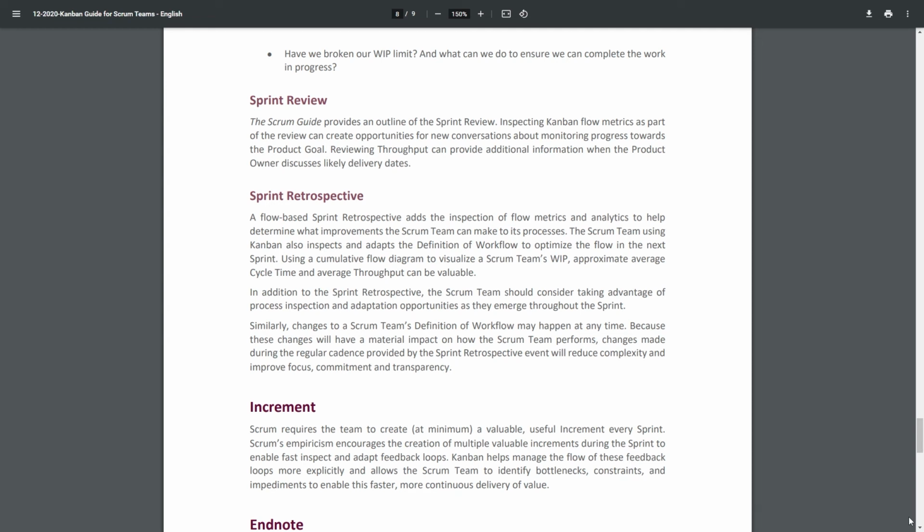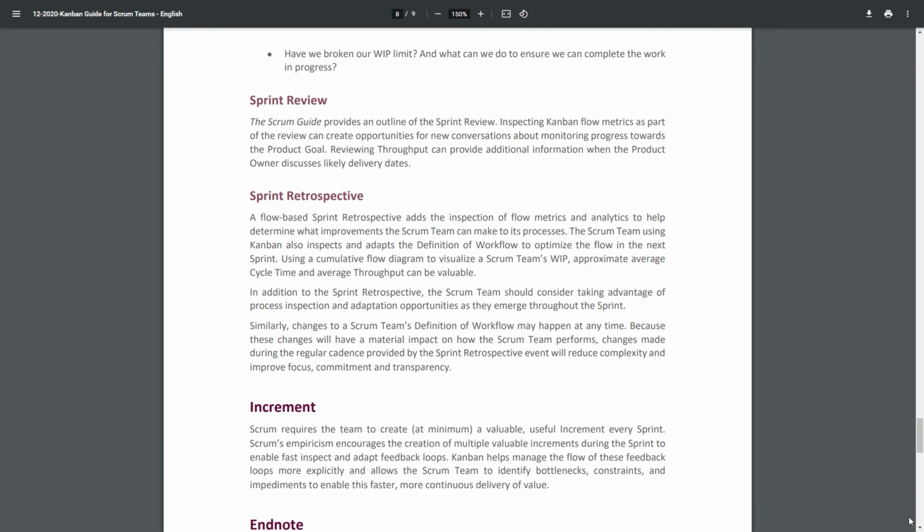Sprint retrospective. A flow-based sprint retrospective adds the inspection of flow metrics and analytics to help determine what improvements the Scrum team can make to its process. The Scrum team using Kanban also inspects and adapts the definition of workflow to optimize the flow in the next sprint. Using a cumulative flow diagram to visualize a Scrum team's WIP, approximate average cycle time, and average throughput can be valuable.